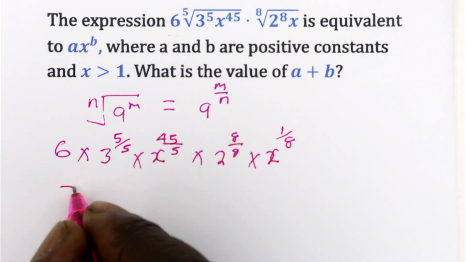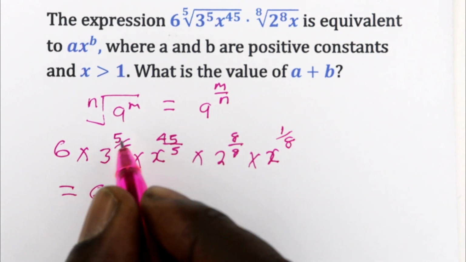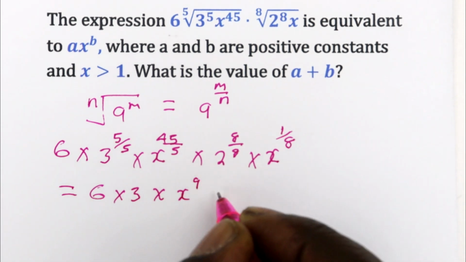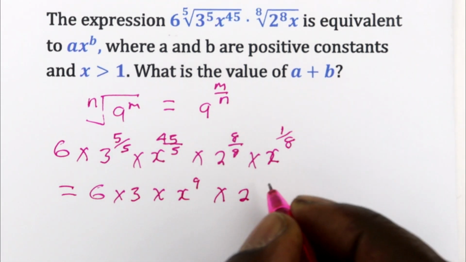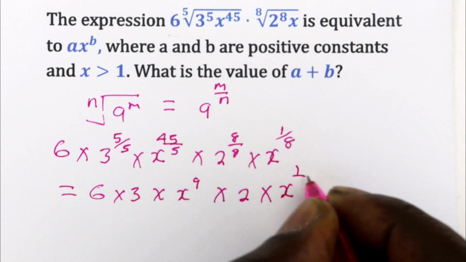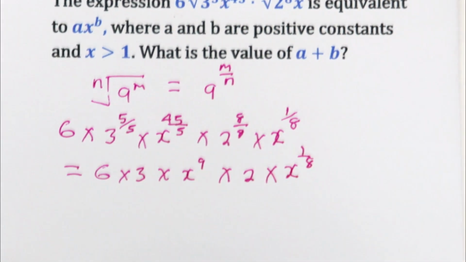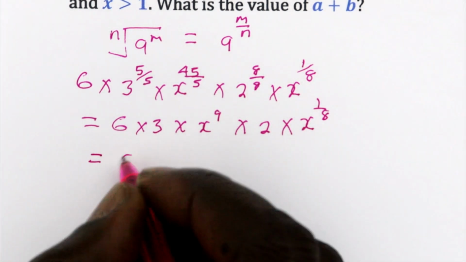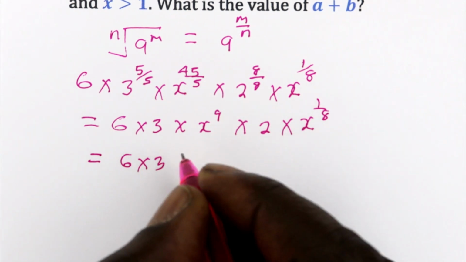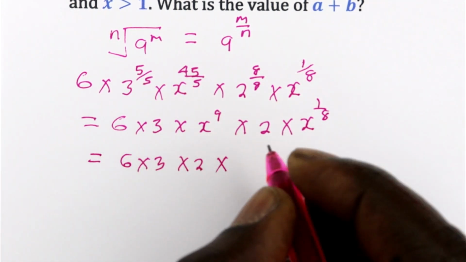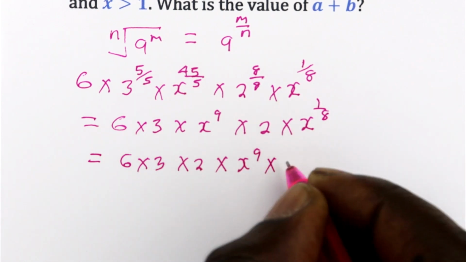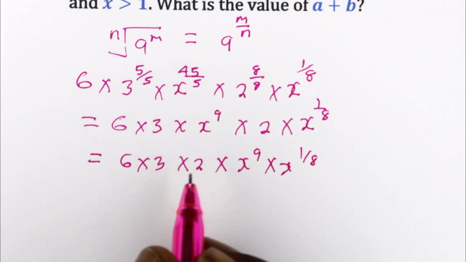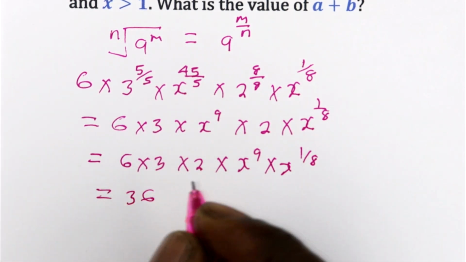So we can simplify this, and that is 6 times 3 raised to power 1 times x raised to power 9 times 2 raised to power 1 and times x raised to power 1 over 8. So the next thing here will just be to collect the like terms. Let us take the constant ones first. That is 6 times 3 times 2. Then we have the x's. That is x raised to power 9 and x raised to power 1 over 8. So 6 times 3 times 2 is equal to 36.